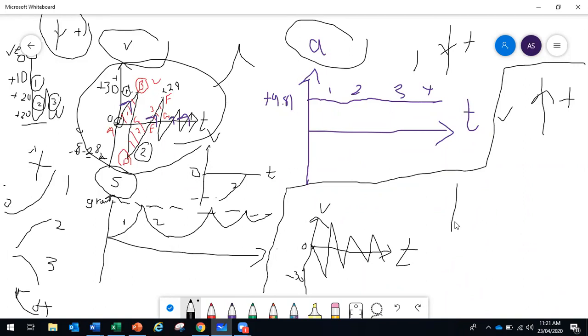How is the AT graph going to look like? AT graph. Anyone? It's a straight line, a flat line, but all the gradient are negative. All are negative. So the AT graph is going to be negative 9.81. So it's going to be a flat line throughout. It's an AT graph.